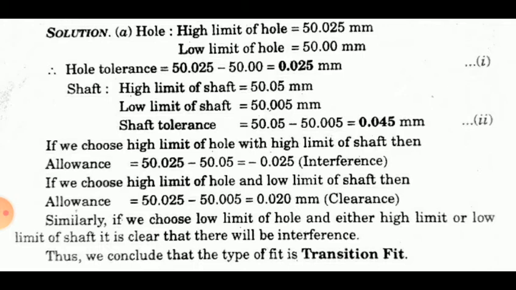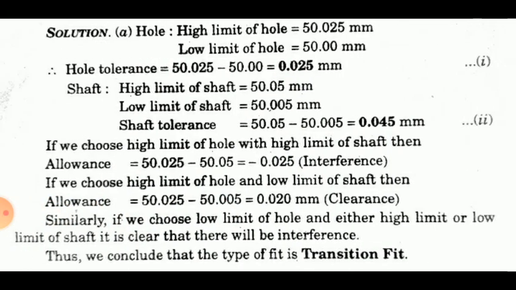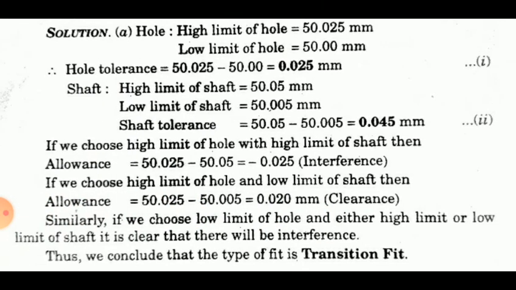Now you can calculate the hole tolerance. The hole tolerance is the higher limit of the hole minus the lower limit of the hole, which equals 0.025 mm. Now for the shaft, the shaft size is given. See case number 1: 50 plus 0.05 and the lower limit is plus 0.005. So the higher limit of the shaft equals 50 plus 0.05 and the lower limit of the shaft is 50 plus 0.005. Now you can find out the shaft tolerance. It is the higher limit of the shaft minus the lower limit of the shaft. You will get a shaft tolerance equal to 0.045 mm.